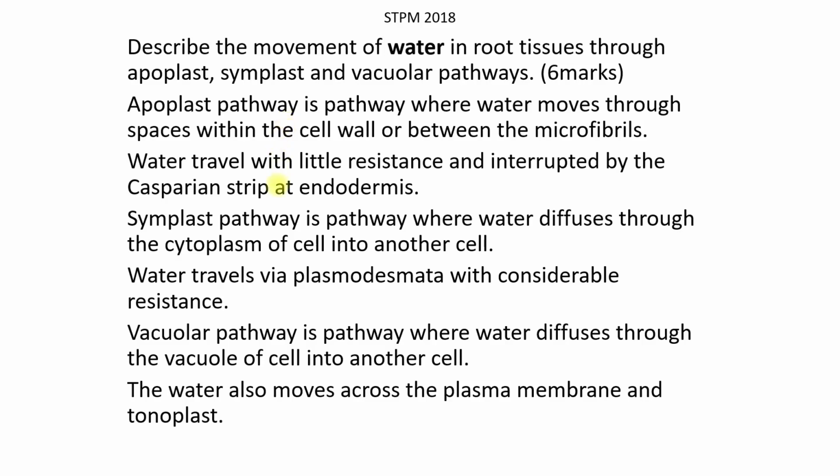The symplast pathway is where water diffuses through the cytoplasm of one cell into another cell, and the water travels via plasmodesmata with considerable resistance. This is what we can describe about the symplastic pathway. Then the vacuolar pathway is where water diffuses through the vacuole of a cell into another cell. The water also moves across the plasma membrane and tonoplast. So 1, 2, 3, 4, 5, 6 marks.